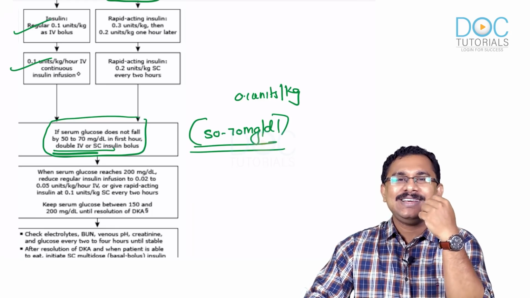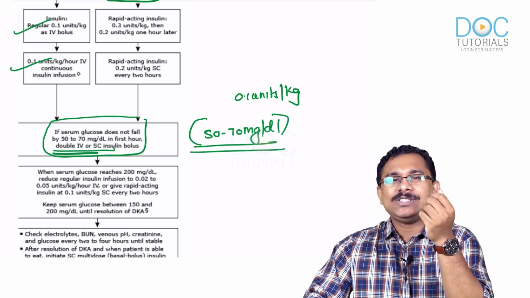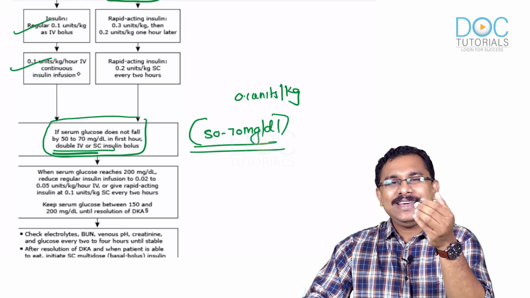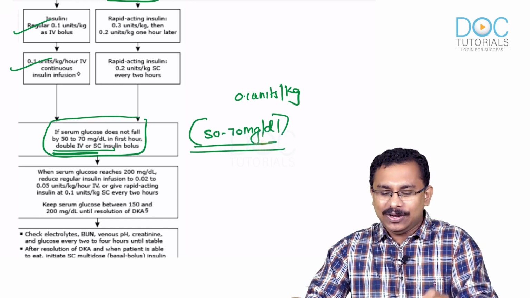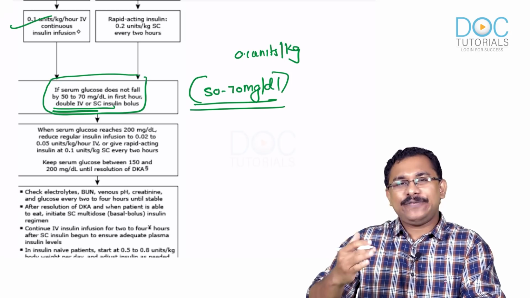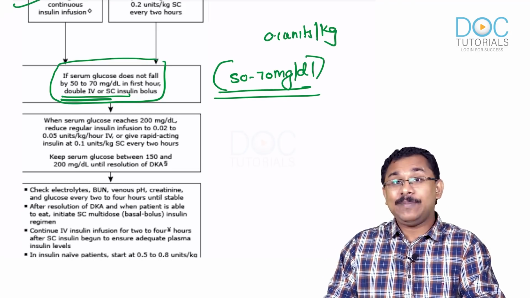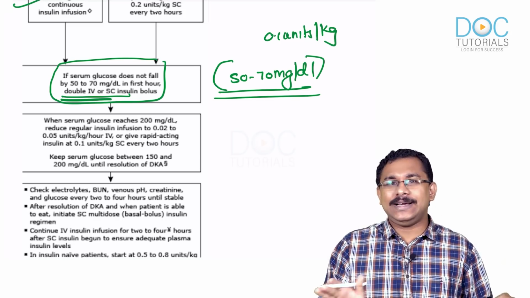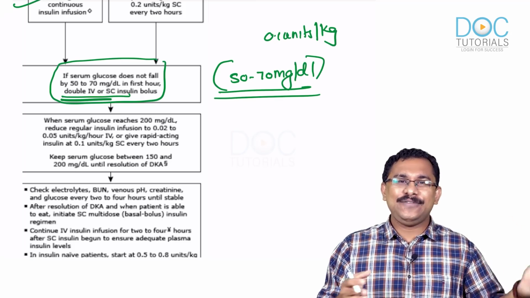See, it would depend on various factors, like what exactly was the triggering factor, what is the status of the insulin resistance in the patient. It would depend on a lot of factors. So you give double the dose of bolus if it does not fall to around 50 to 70 in the first hour. Because remember, in the first hour, expect only that much decrease. You're not expecting a decrease up to say 200 in the first hour.